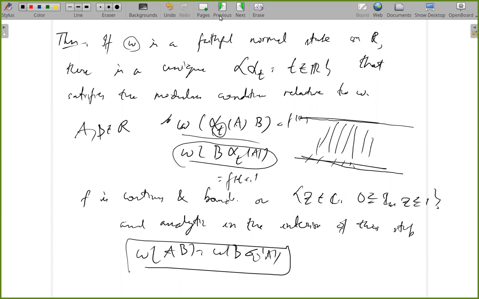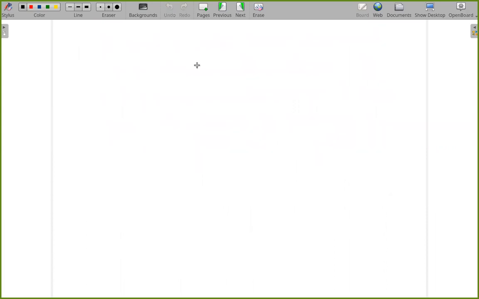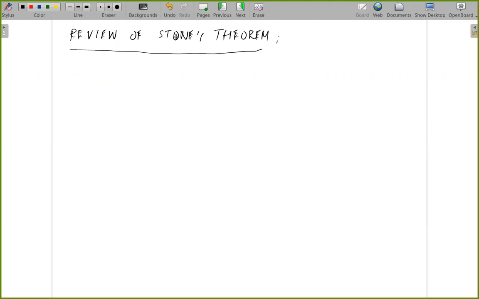In order to show that, we took a step back. We need Stone's theorem, which essentially describes all the one parameter unitary representations of R. It relates them to certain self-adjoint unbounded operators. So we have done a quick review of Stone's theorem, because we'll be using this fact to justify why we should expect this sort of uniqueness. We'll have to reformulate this modular condition, which will make it clear why we should expect some sort of uniqueness.